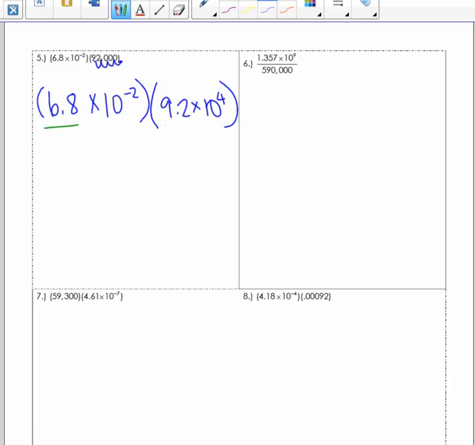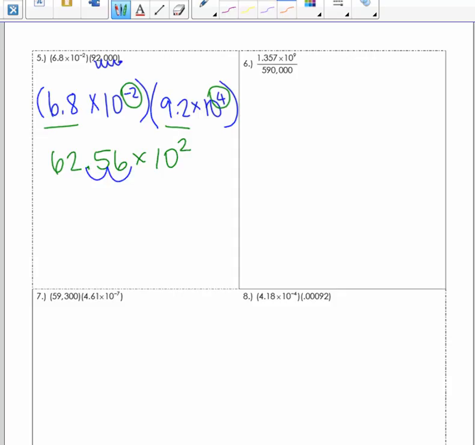We're going to take our a values and multiply them together. So 6.8 times 9.2, you end up with 62.56, times 10, and then you're going to add your exponents together. Well, negative 2 plus 4 is a positive 2. We're almost done, however, this isn't correct, so we need to multiply that out.